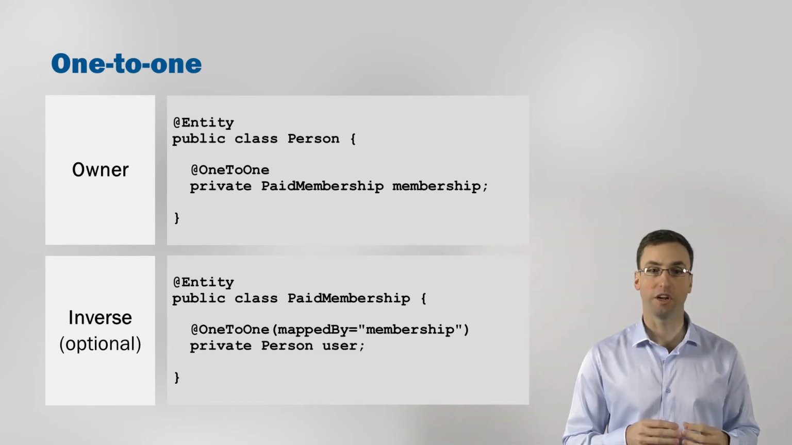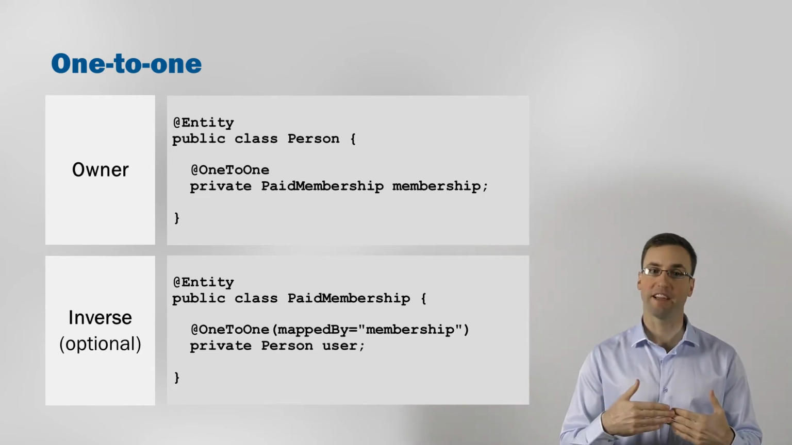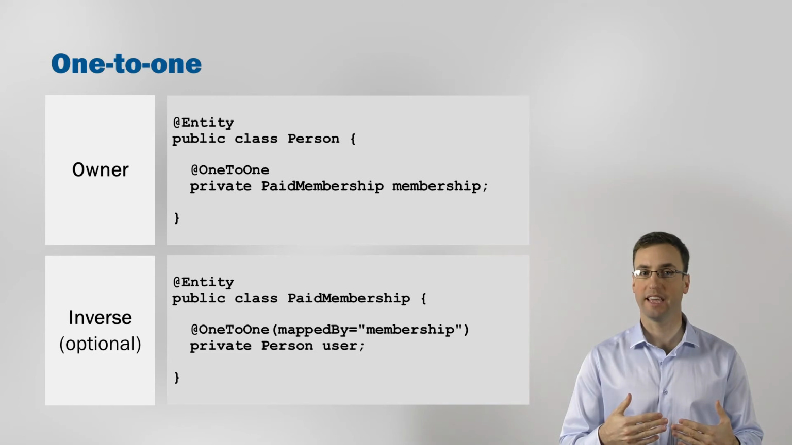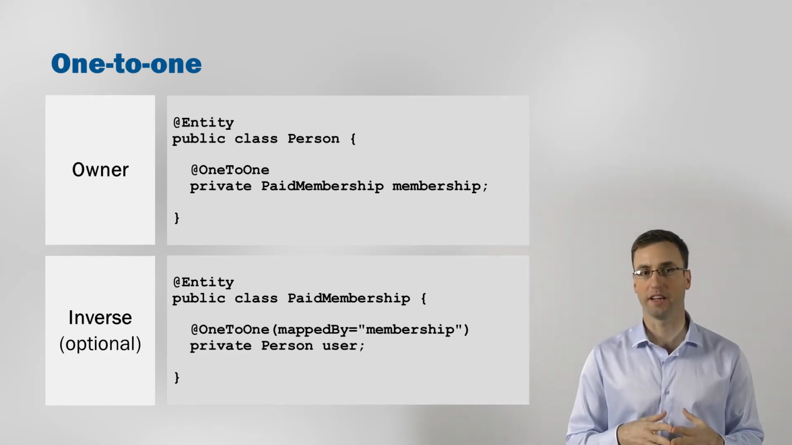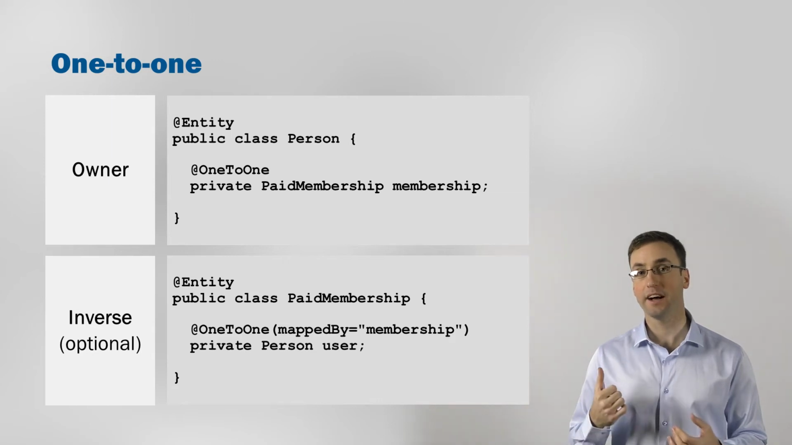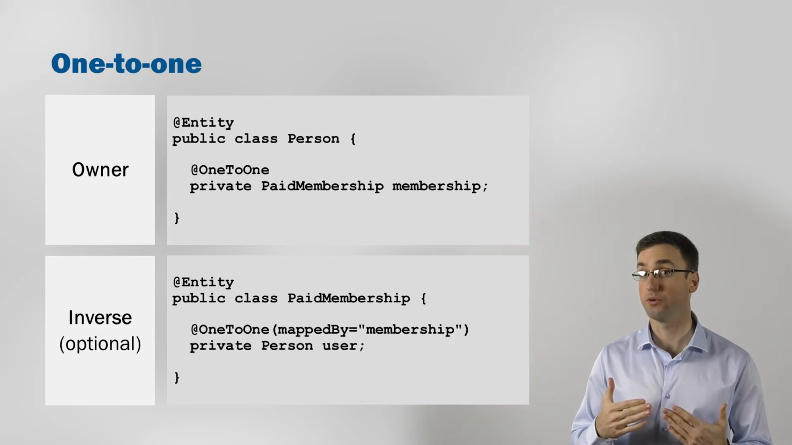If you want, you only need to declare one side of a one-to-one relationship. However, if you want to be able to access the person from the paid membership, in addition to the paid membership from the person, then you can add an equivalent relationship on the other class. Here, mappedBy tells JPA that actually, this field is just a view of the other side.